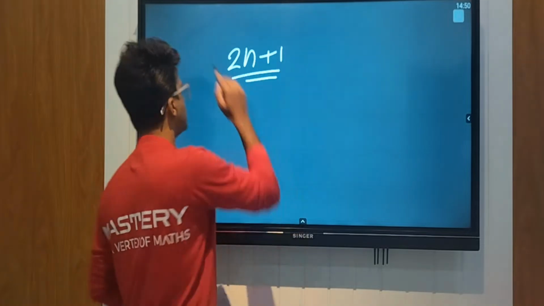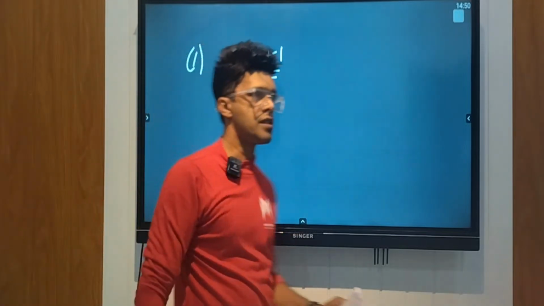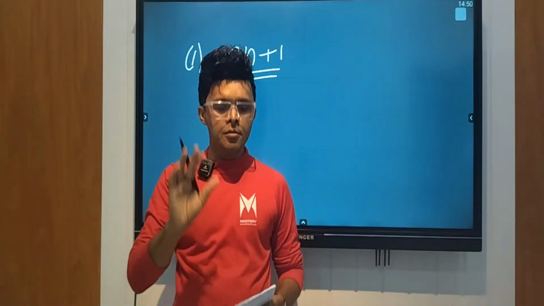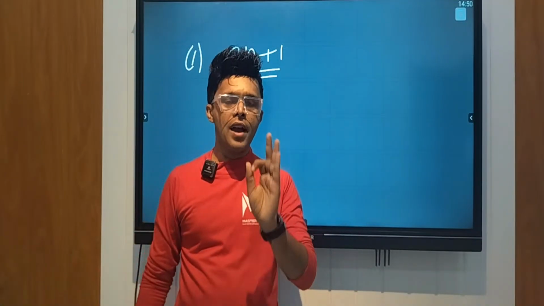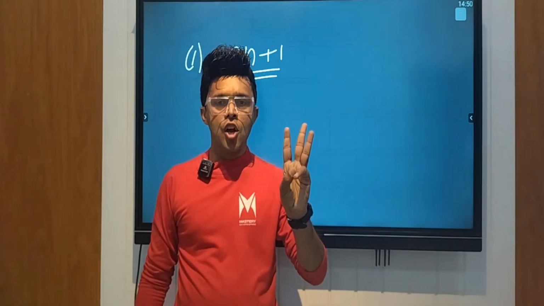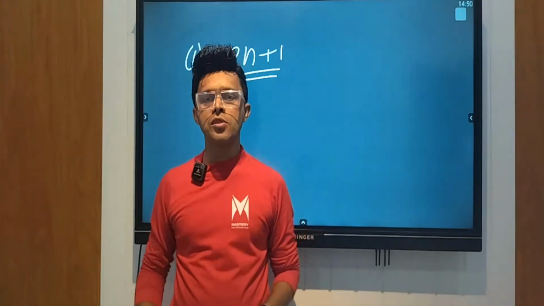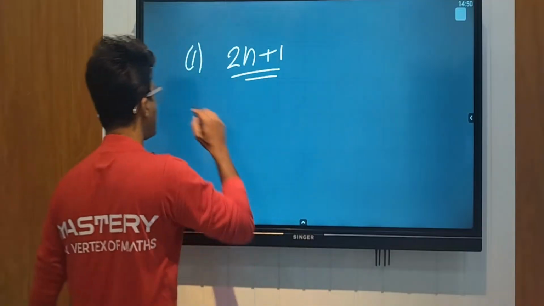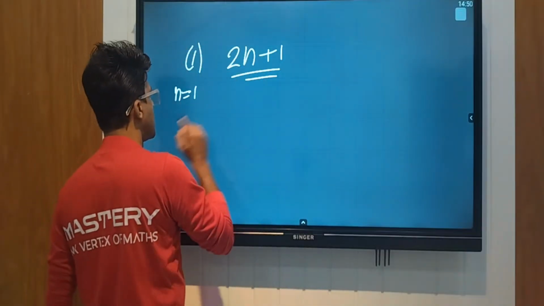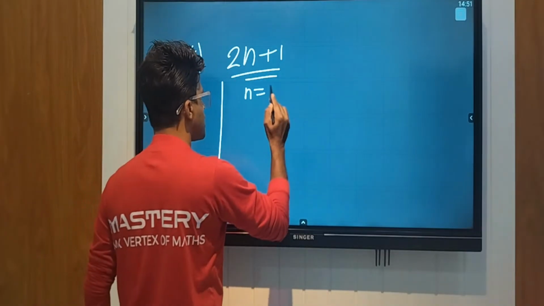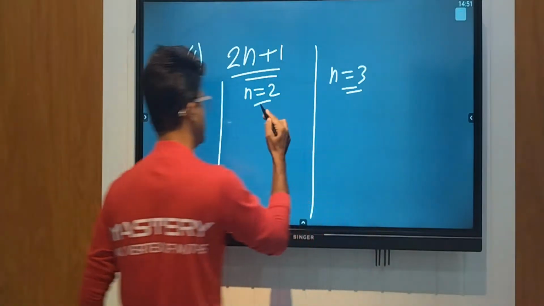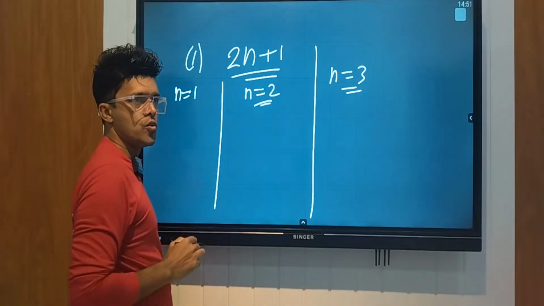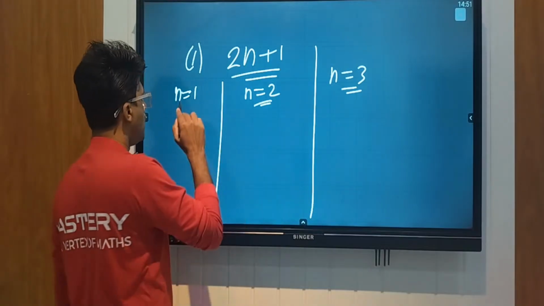This one has given that general term is 2n plus 1. What you need to do here is find the first 3 terms. You should calculate the first 3 terms here. How can you calculate the first 3 terms? n equals 1, n equals 2, n equals 3. We substitute n equals 1, 2, and 3.